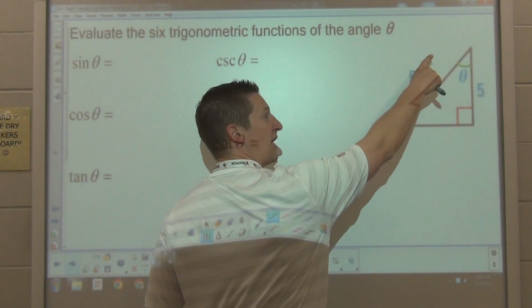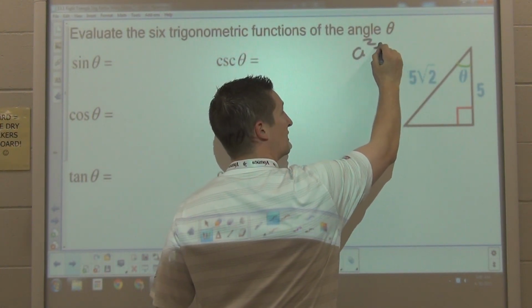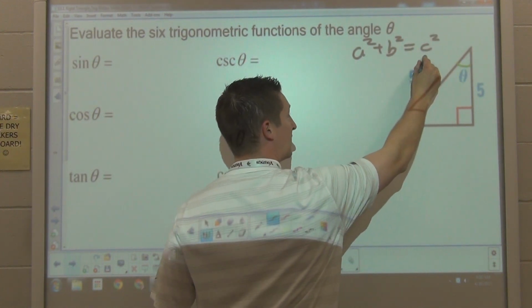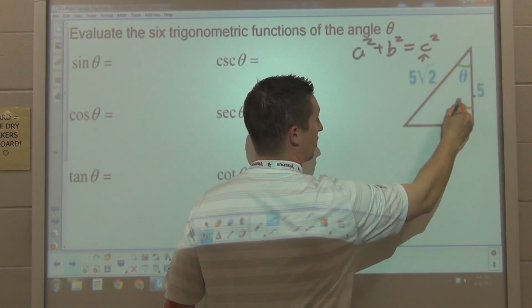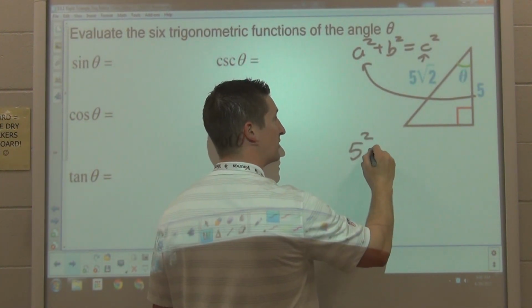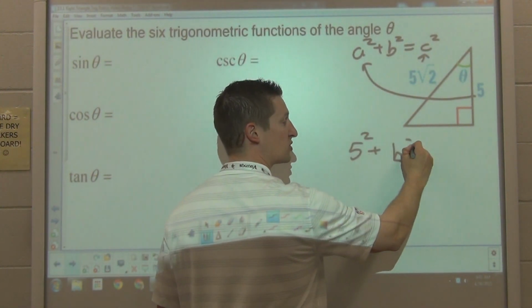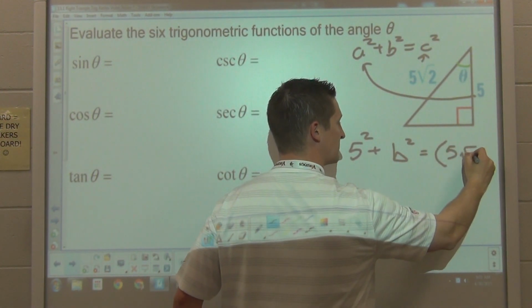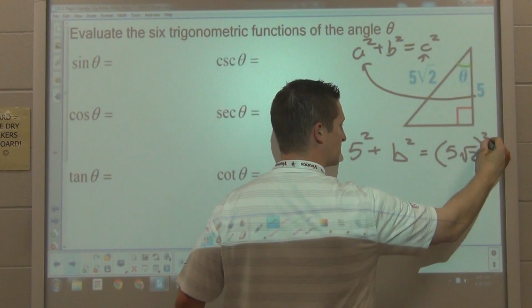This time I know the hypotenuse. So in my a squared plus b squared equals c squared equation, I know c and I know, we'll call it a. So I plug them in. 5 squared plus, I don't know, b squared equals c squared. Well, 5 times the square root of 2 is the hypotenuse. I need to square that.